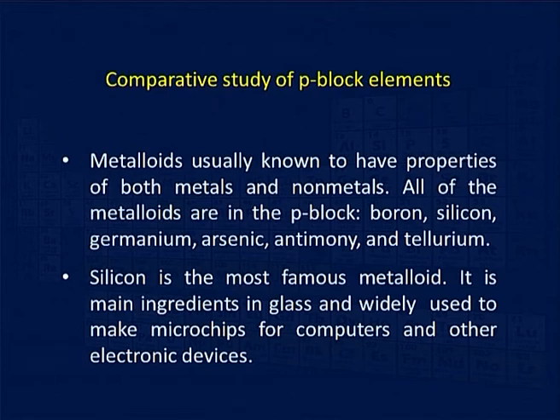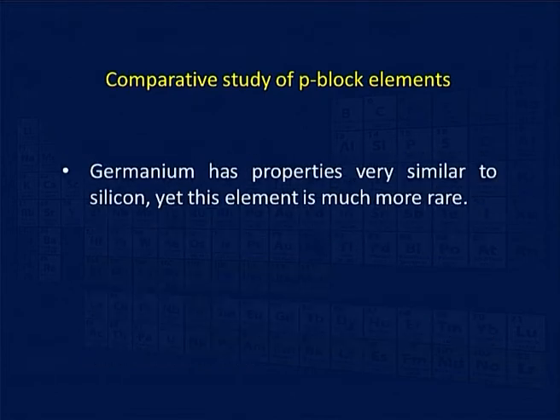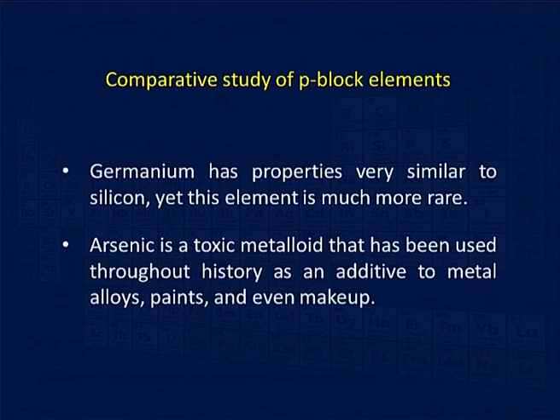Silicon is a metalloid. Germanium has properties very similar to silicon, yet this element is much more rare. Arsenic is a toxic metalloid that has been used throughout history as an additive to metal alloys, paint and even for the purpose of makeup.